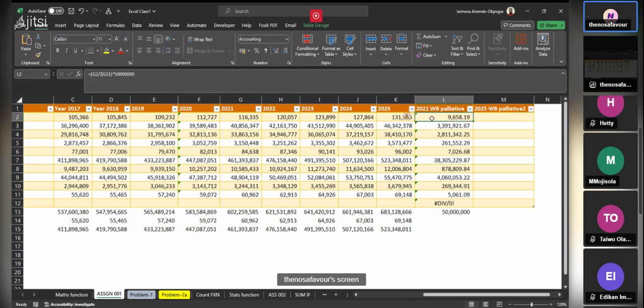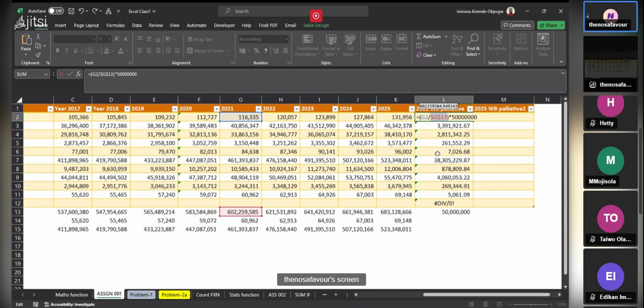You can manually put the dollar sign on each of them. However, Excel has a function for the F4 key. Once you tap on F4, it locks it for you at once.